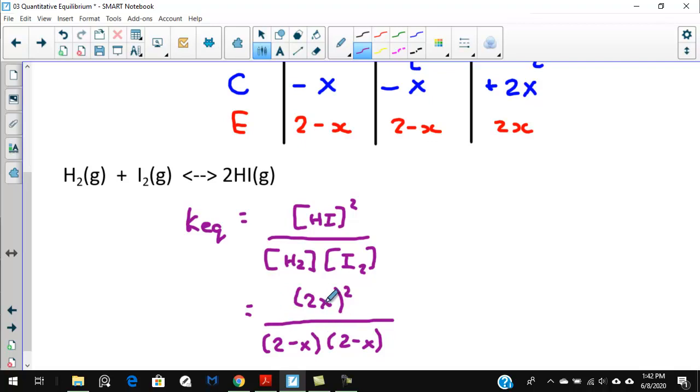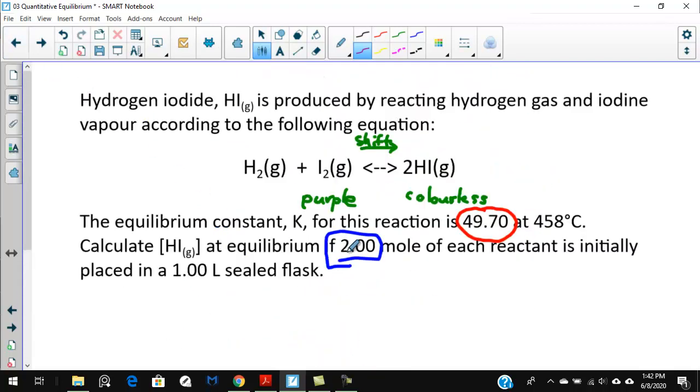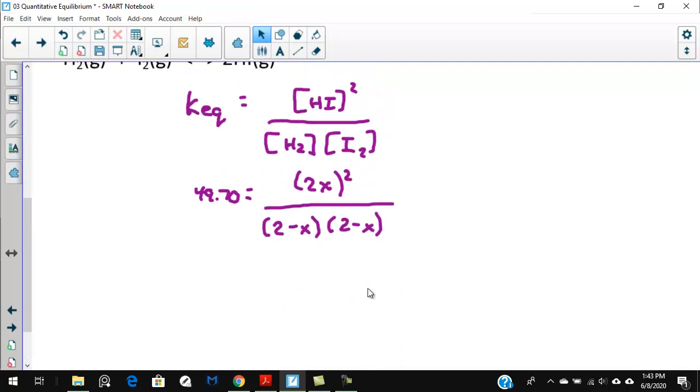Now we still don't know what it is. We've got an x that we need to solve for, with one variable inside this equation, but then we need to set it equal to something. Well, I haven't got it on this screen. We'll go back. There's the number right there, 49.70. So we can set this all equal to 49.70. And that's where the chemistry kind of stops and the math begins. And so now you've got the task of solving this equation to be able to solve for x.